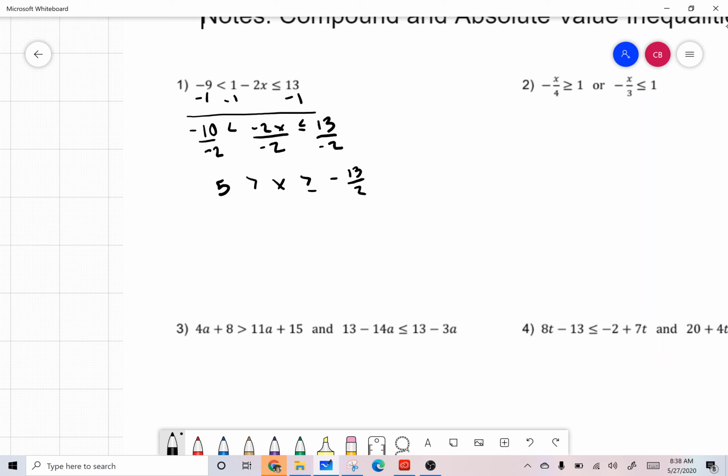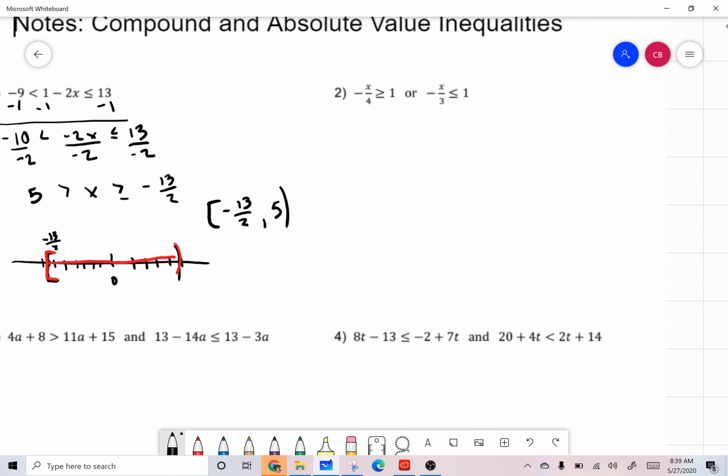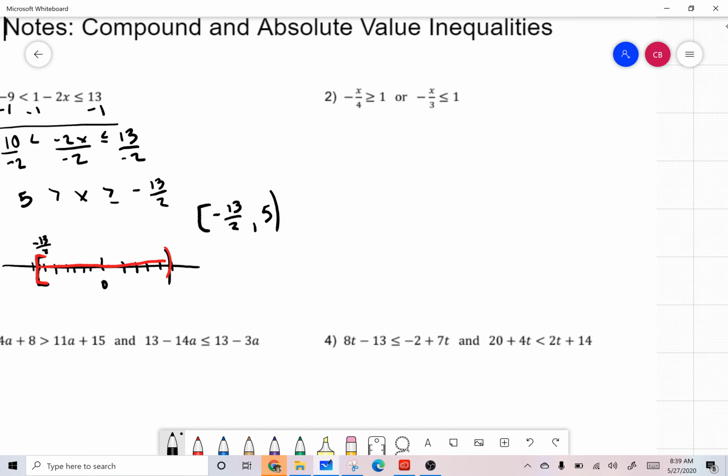We have that. Now what does this look like? Well, we have something like the following. We have 0 here, we have negative 13 over 2, and then we have 5. So let me go ahead and highlight that for you. Looks something like this. If we're going to write the domain and range, we'd simply write negative 13 over 2 to 5, and we'd call it a day. That is like an and, so it means that it's trapped between those two inequalities.